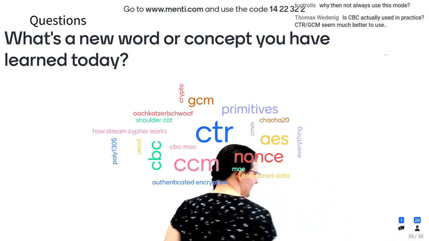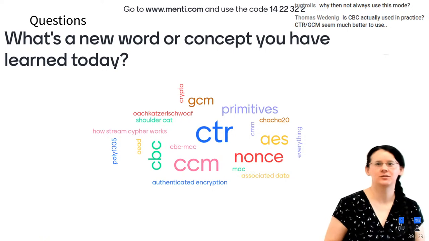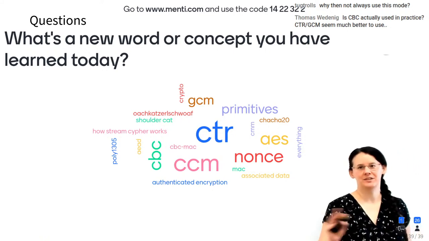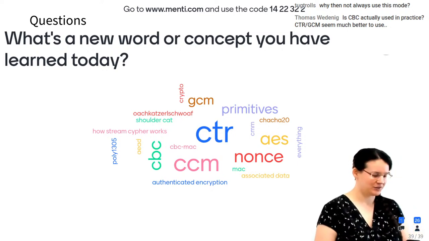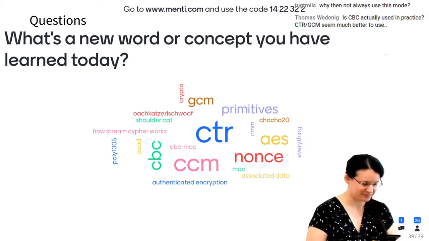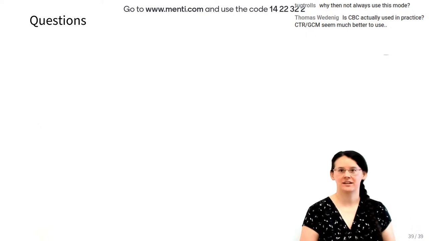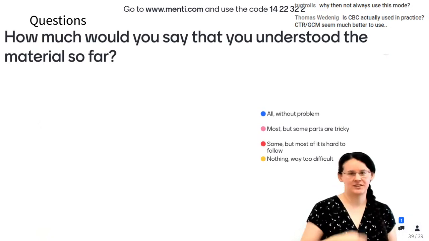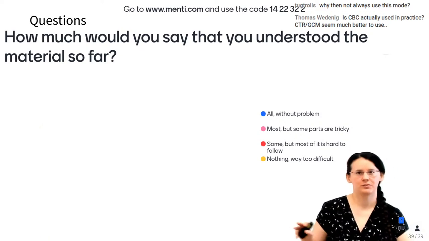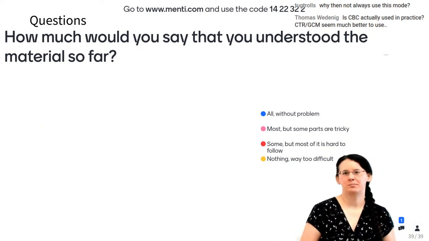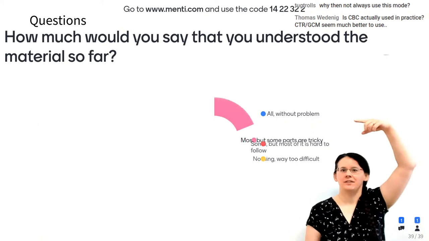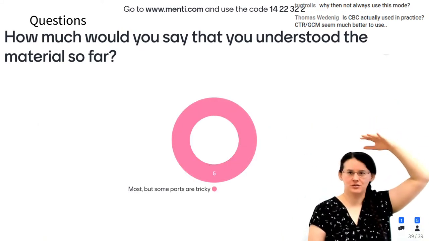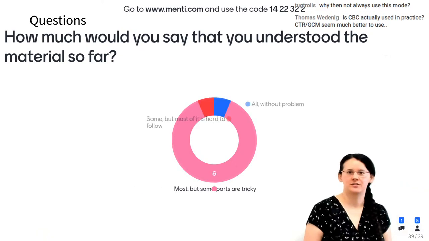So I hope that was something new for you, even if you already heard about crypto. And I hope that if you've never heard about this stuff before, you still understood some of it, or most of it. That's actually my next question. How much would you say that you understood so far? Both for today's lecture, but also for the previous lecture. Was everything completely clear? Were most things clear, but some confusion? Or was a lot of it too difficult?